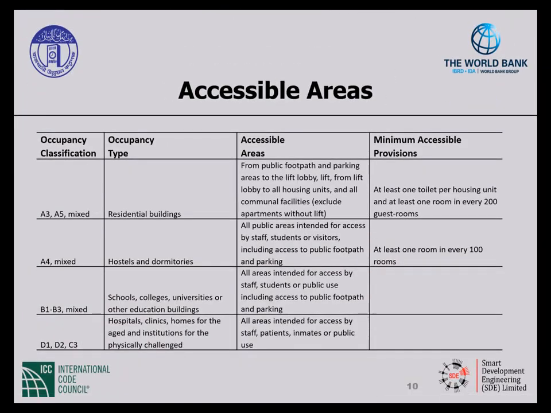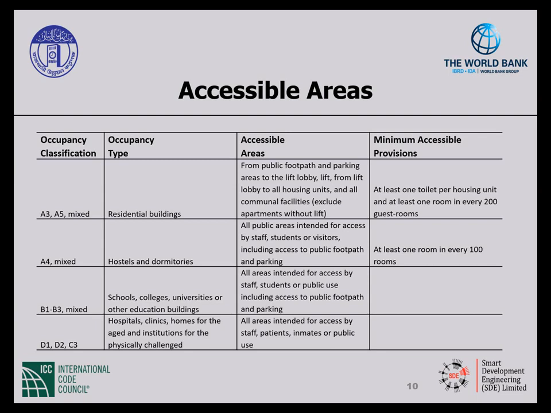So for residential buildings, you should provide accessible areas from the public footpath and parking areas to the lift lobby, the lift, from the lift lobby to all housing units and all communal facilities, excluding apartments without a lift. Should also provide at least one toilet per housing unit and at least one room in every 200 guest rooms that are accessible.